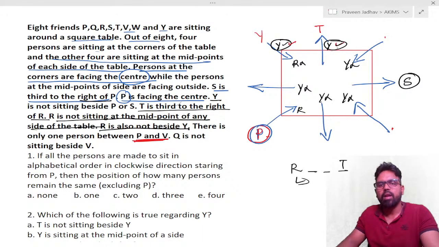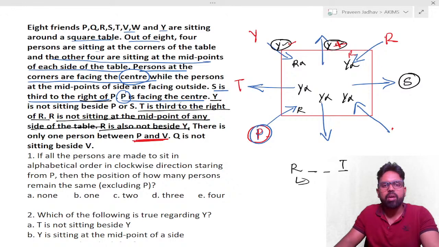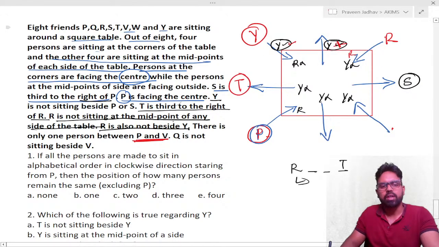Now, what should I do? What is the other position that I can keep my R? R here. After that, on the right side, after two positions, who must come? T must come. Since beside R, Y cannot come. Y can only occupy this position. If Y occupies this position, one position from P, who must be there? V must be there.